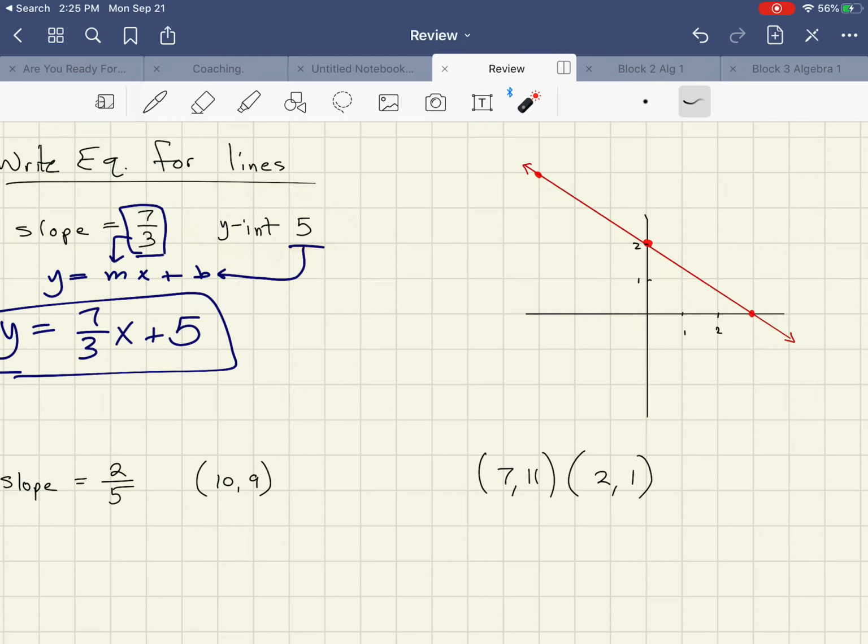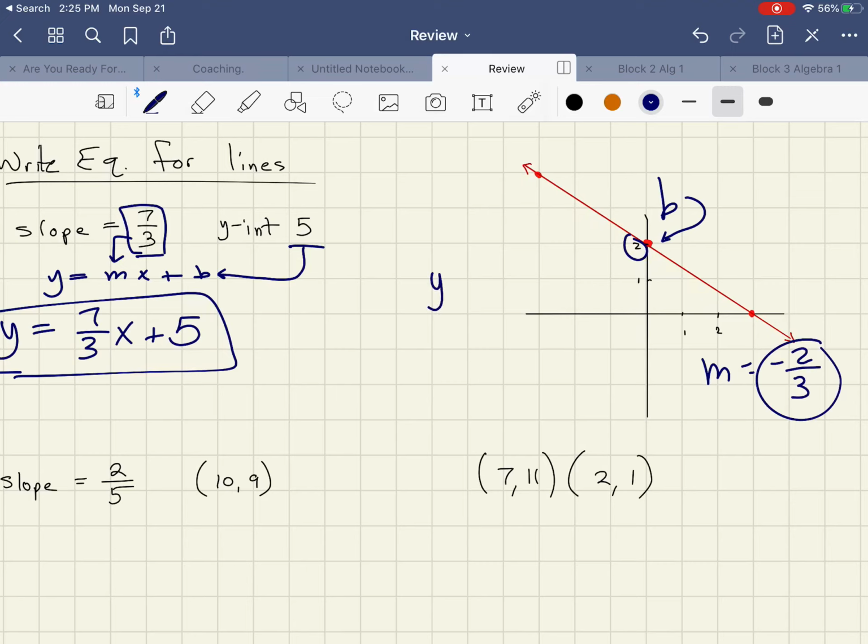The next problem is pretty similar, you just have a little bit more work to do. It's not as obvious, but the y-intercept is staring you in the face here. It is 2, so the b value is going to be 2. And then you have to calculate the slope. Starting at this point, ending at that point, how do I get there? I'm going to go down 1, 2. I'm going to run 1, 2, 3. So my slope is -2/3. Once you have those, you can write your equation: -2/3 x plus 2. And that one is done.